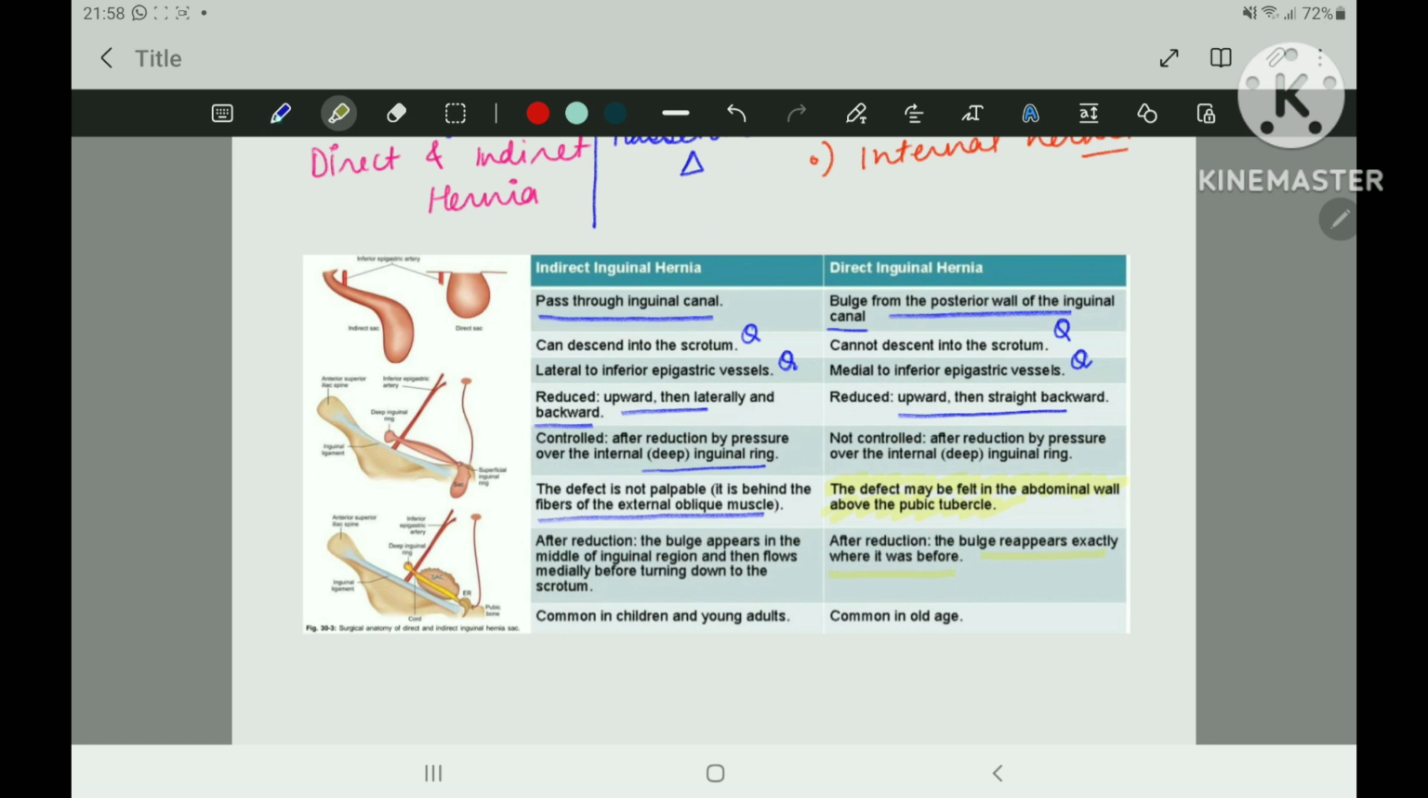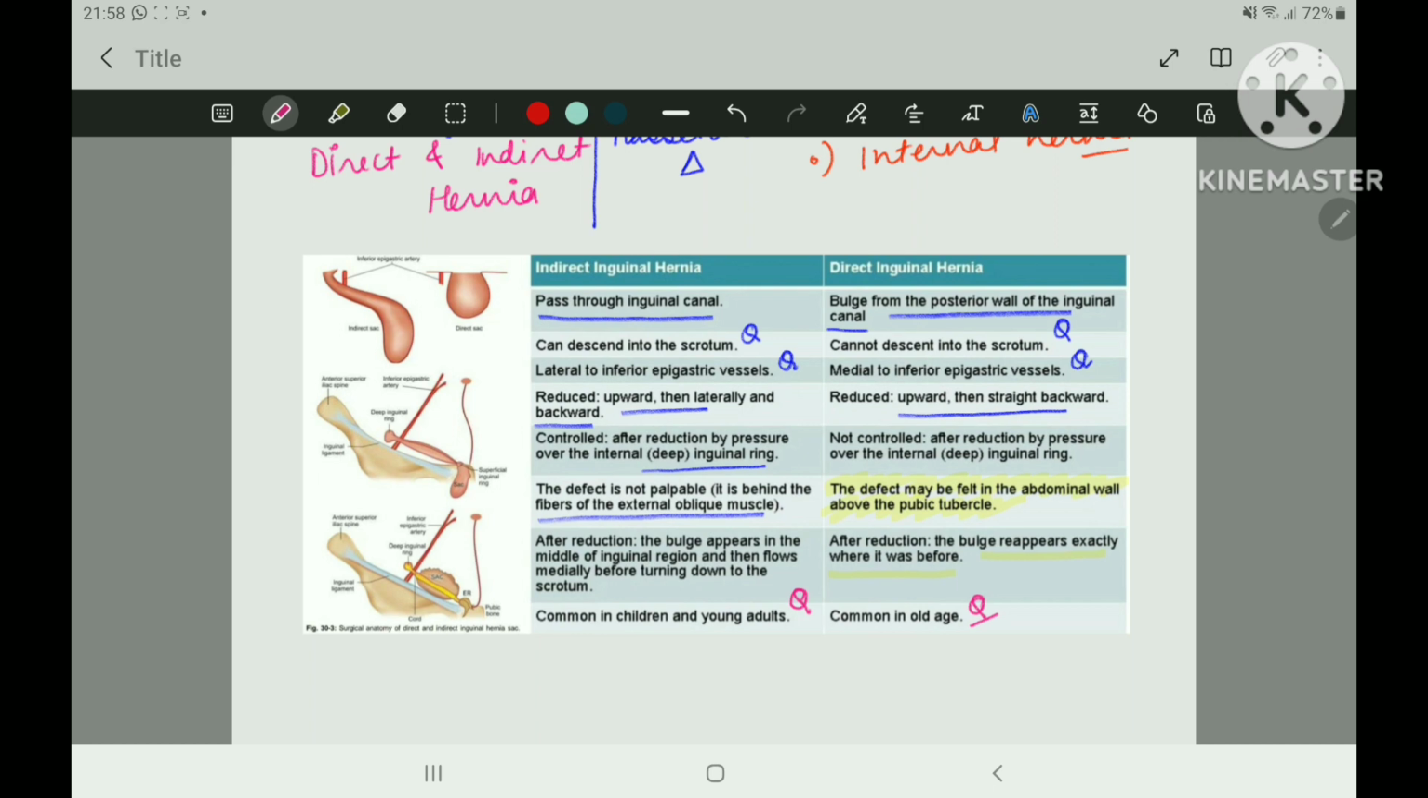And if we talk about the age group, indirect inguinal hernias are common in children and young adults, and direct inguinal hernias are common in old age because of the weakness of the posterior abdominal wall.